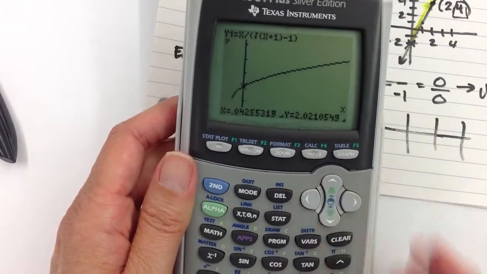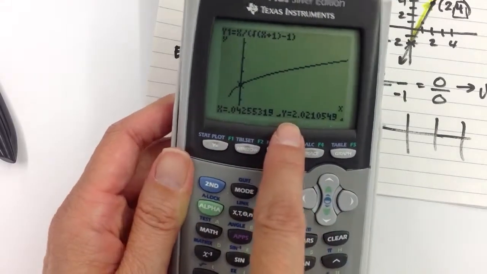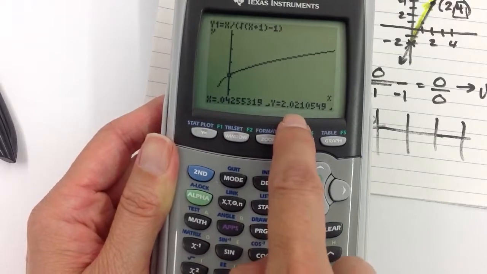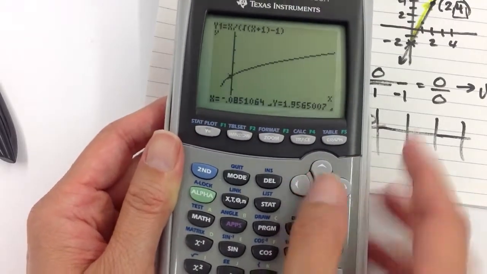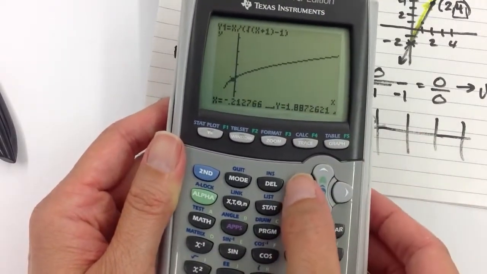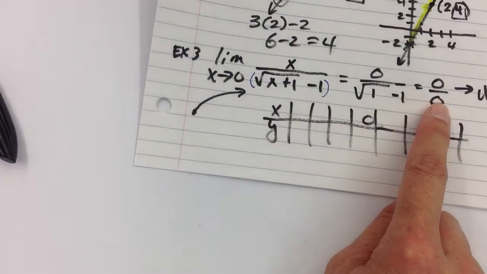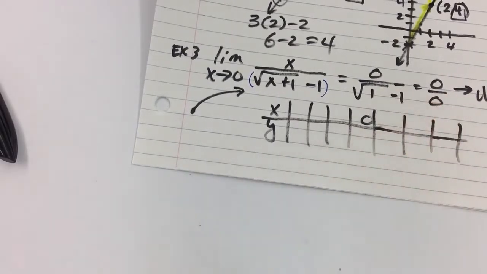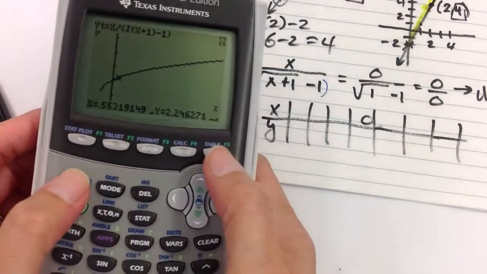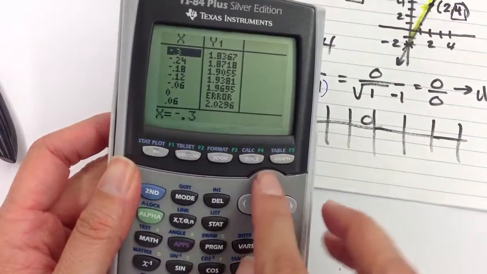But I can't quite get there, or it looks like it's going to be around 0, 2, right? So I keep going. Is it around 2? Yeah, the numbers are getting closer and closer to 2. And when I plugged it in, I didn't get a 2. I got 0 over 0, which told me nothing. But if I go to my table, I do second graph. Let's look at my table.